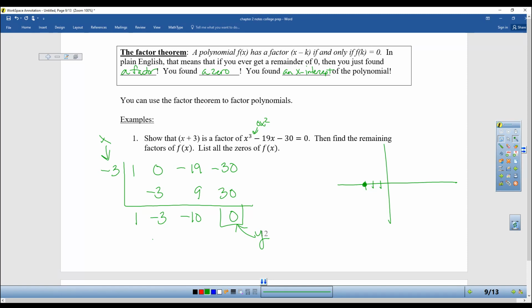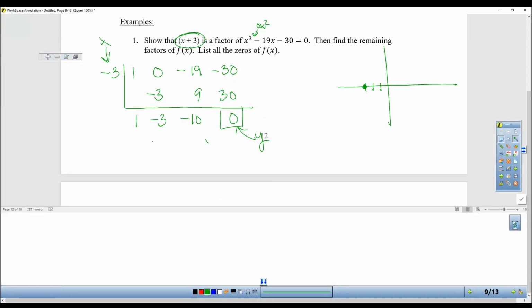Okay? All right, now you ready for the cool thing? This is the cool thing. All right, so just so you know, two things. If something's a factor, so x plus 3 is a factor, then whenever you know a factor, you also know a 0, and you also know an x-intercept. But here is the second cool thing. This answer is the rest of the factors.